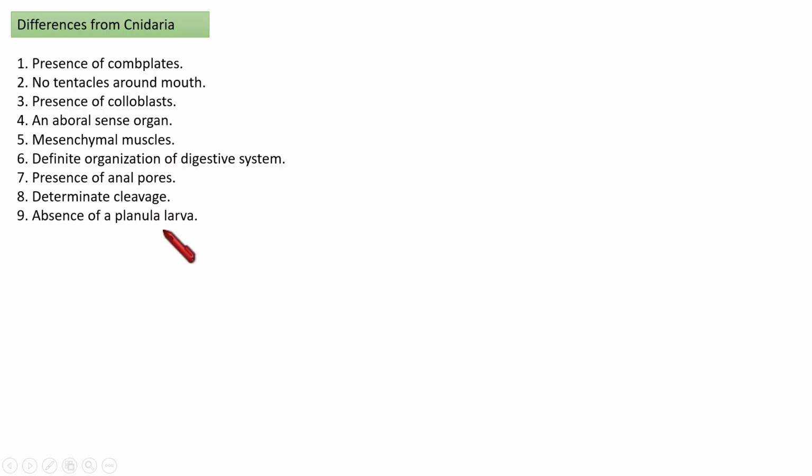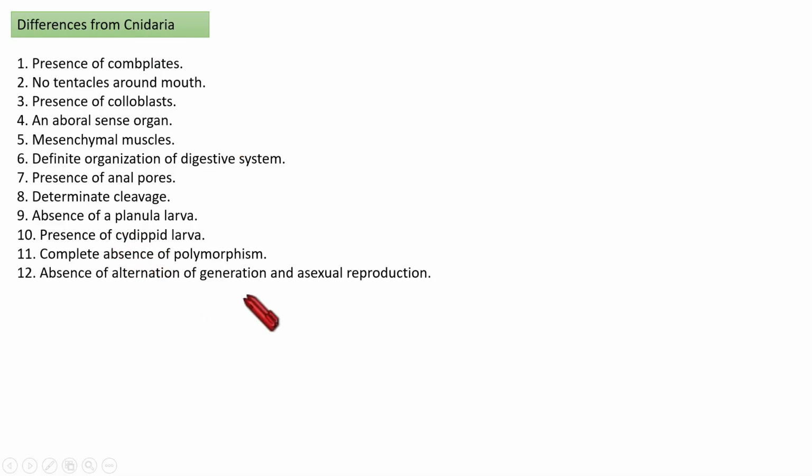Absence of a planula. Planula larva is a typical common larva of the phylum Cnidaria. It is not found in ctenophores. Instead, they possess a cydippid larva. And polymorphism. Polymorphism is a hallmark feature of Cnidaria that is not found in ctenophores. That is another difference. Then alternation of generation and asexual reproduction is also a notable feature while we are learning about cnidarians, and that too is absent in ctenophores.